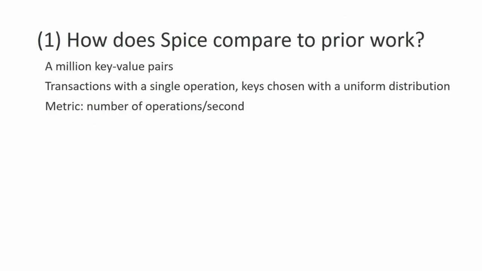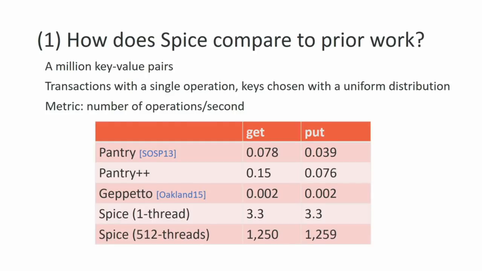So for the first question, we measure the throughput of key value store operations under SPICE, as well as a set of baseline systems. We preload the key value store with 1 million key value pairs, and then we measure the throughput of the system for get and put operations separately. As you can see, due to new techniques in SPICE, SPICE can achieve up to 4 orders of magnitude speed up compared to the baseline systems.